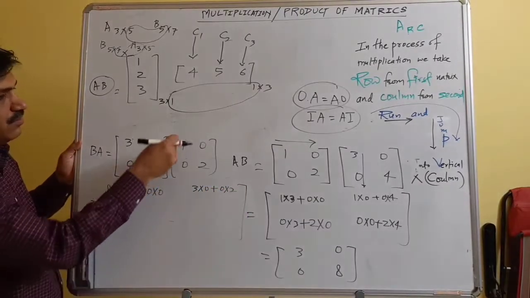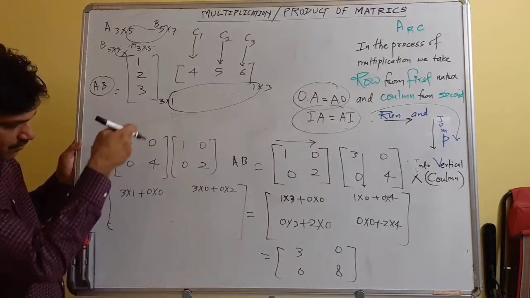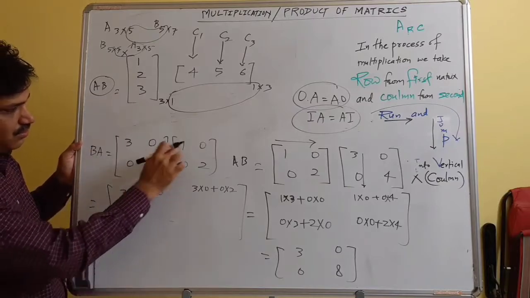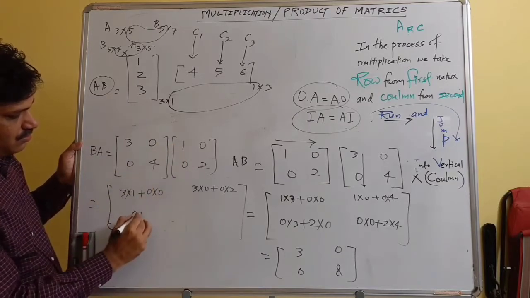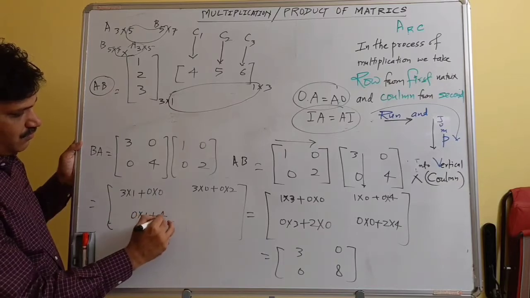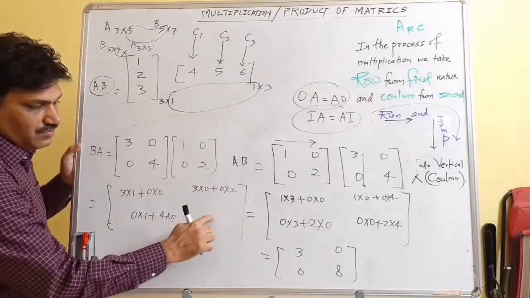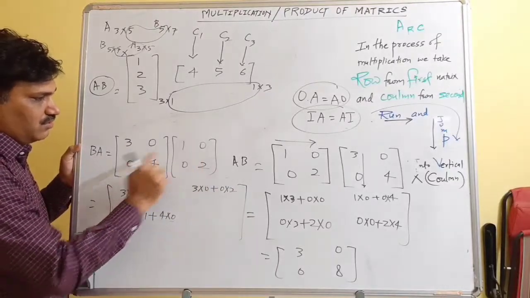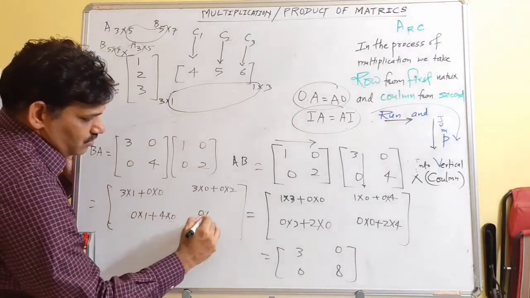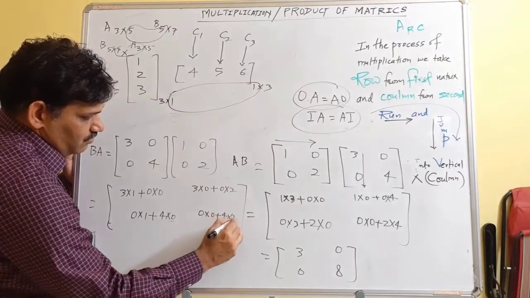Now second row, first column. 0 into 1 plus 4 into 0. Second row, second column. 0 into 0 plus 4 into 2.